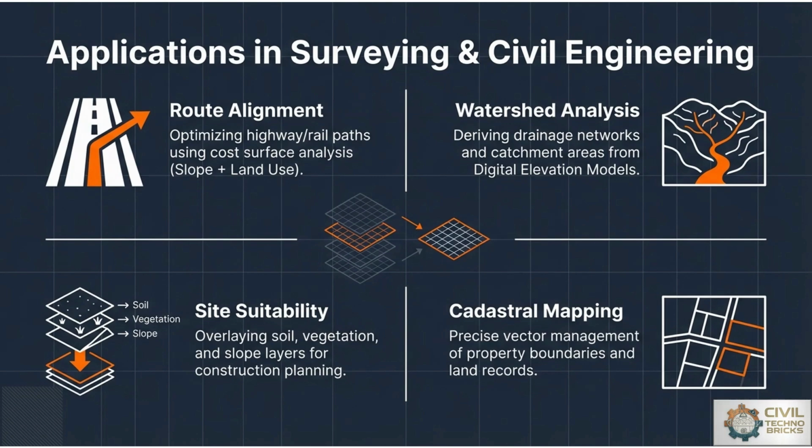In hydrology, we can say that watershed analysis derives drainage networks and catchment areas from digital elevation models. In cadastral mapping also, precise vector management of property boundaries, and the land records department also use GIS data applications. And for soil, vegetation, and slope site suitability, we can check for any dam catchment or any construction project, overlaying soil, vegetation, and slope layers for construction planning.